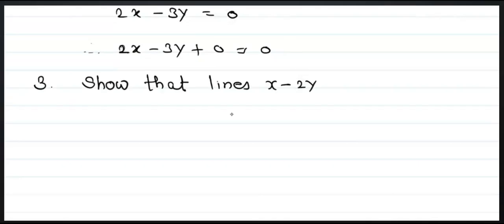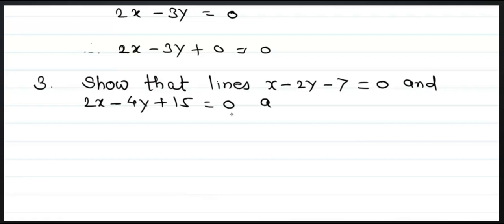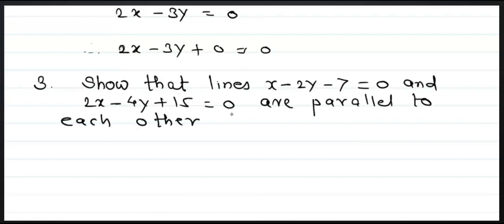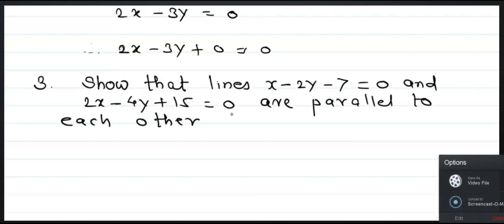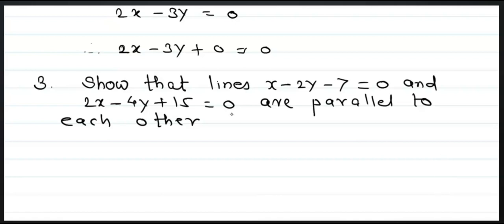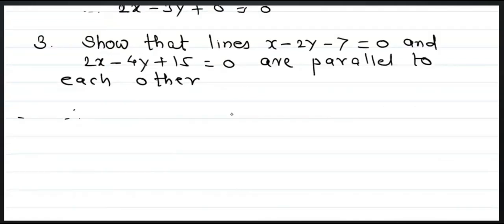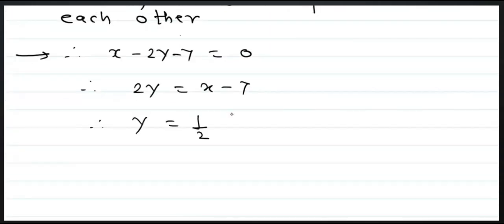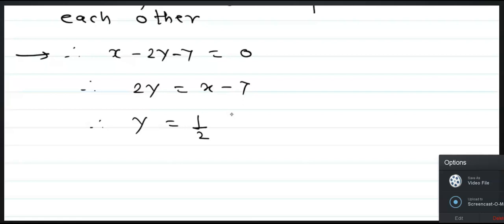Next, show that the lines x minus 2y minus 7 is equal to 0 and 2x minus 4y plus 15 is equal to 0 are parallel to each other. Now, two given lines are parallel when they have the same slopes. Therefore, we will find out the slope of the given lines. This is a very important form, I always like this form: y is equal to mx plus c.